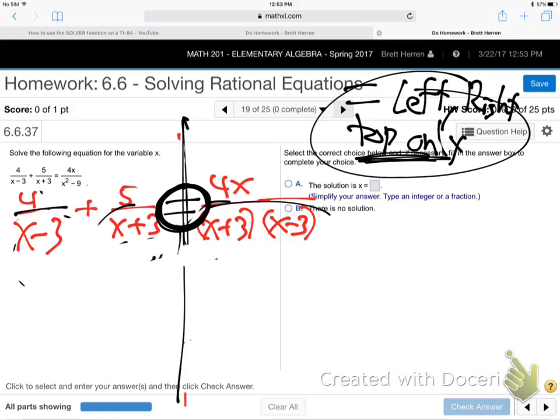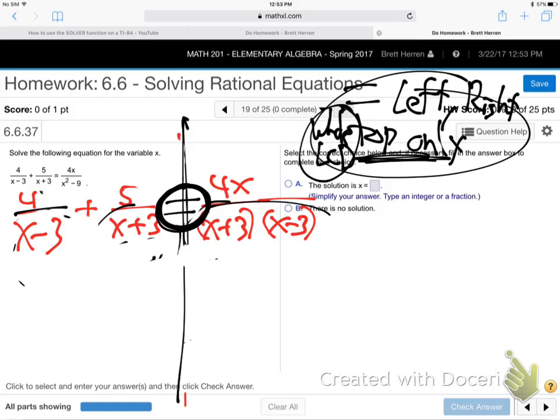Well, the right thing is to find the LCD and put it on top only. In fact, I'll say the whole LCD on top, not just the missing part. That's where people get messed up. Oh, I'm supposed to give it what is missing? No, that was the other method, top, bottom, give them what they're missing. This one, I'm going to do the whole LCD.